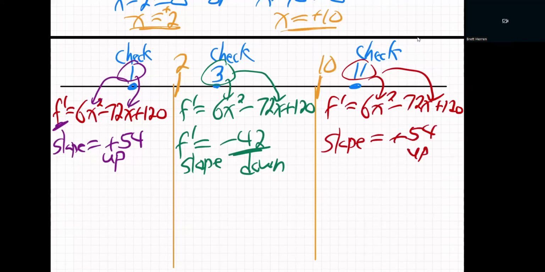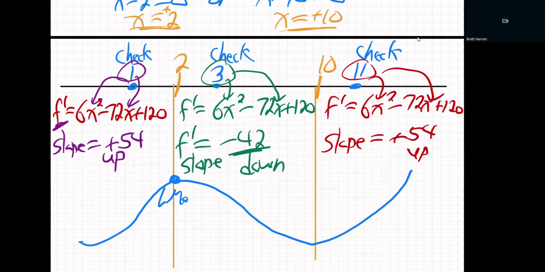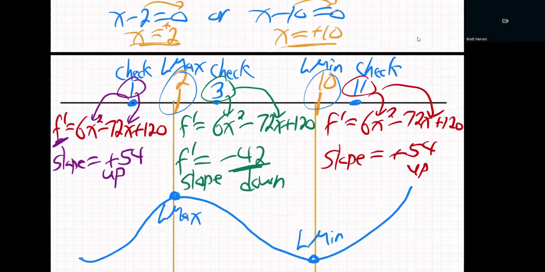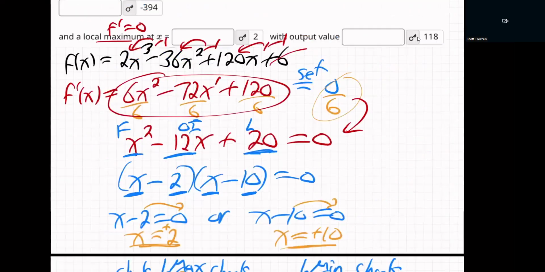So in other words, what we've learned is here's how the graph goes. The graph goes up in this section, down in this section, and up in this section, right? So this must be a local max. And this must be a local min. So 2 is a local max, and 10 is a local min. I found out what those critical values are by finding out what the function's doing, up or down, by looking at the first derivative. It tells me the slope in those sections.